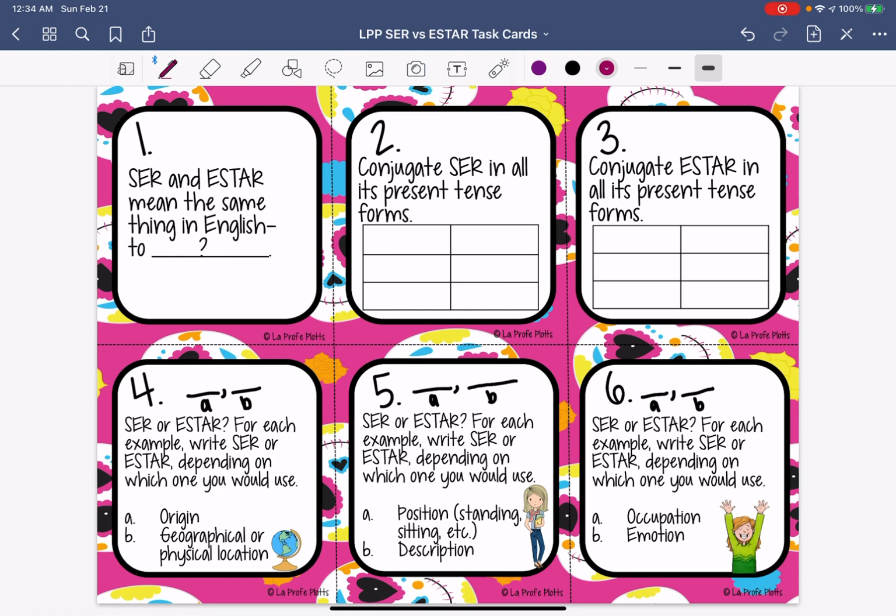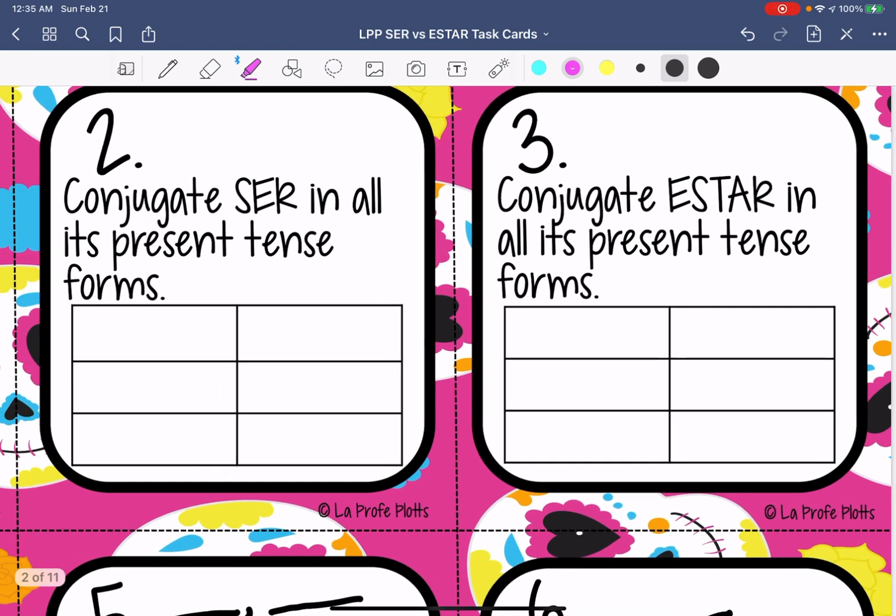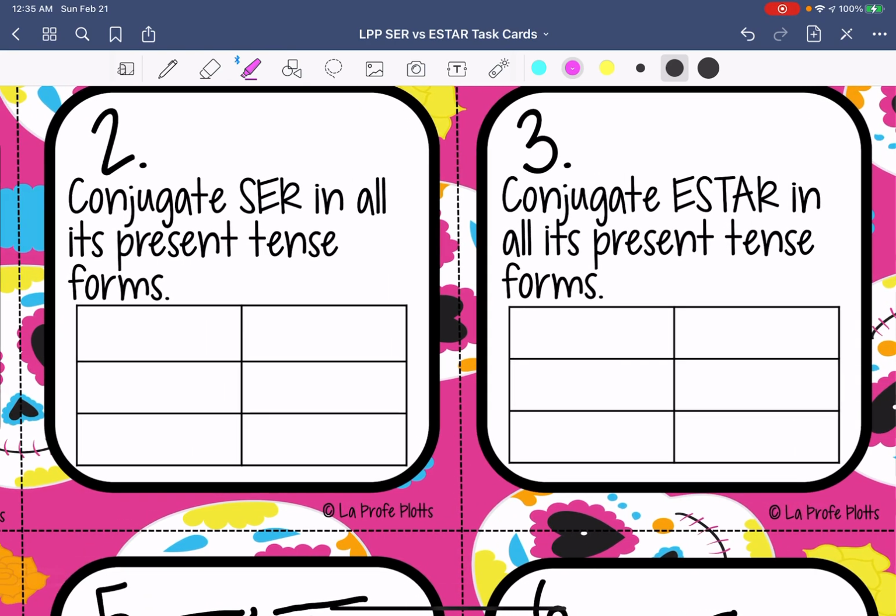For number 1, you're going to type it in blank number 1 in your Schoology quiz. Ser and estar mean the same thing in English: to blank. So ser and estar mean to something in English. That something is one word, so your answer for number 1 should only be one word. To blank.